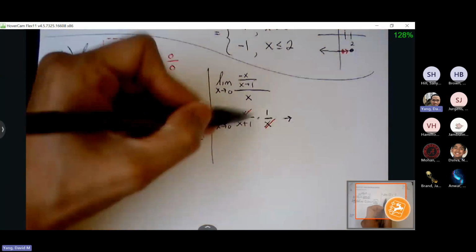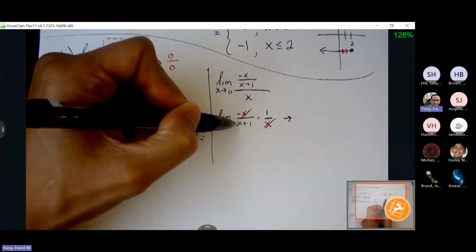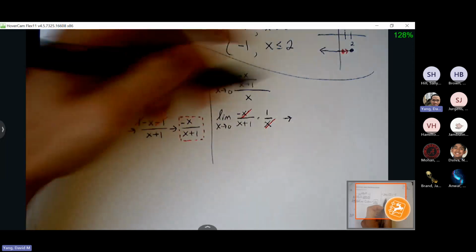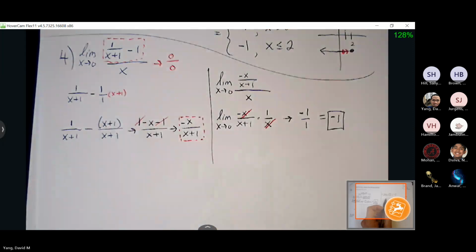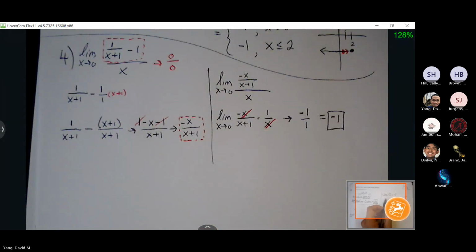There's a negative 1 that remains up top. Direct substitution, 0 for x. All this is in the denominator, so negative 1 over 1. I get negative 1. Okay, any questions here? All right, number 5.